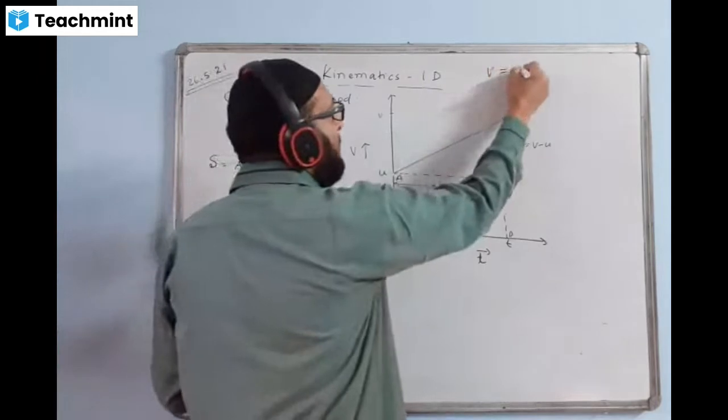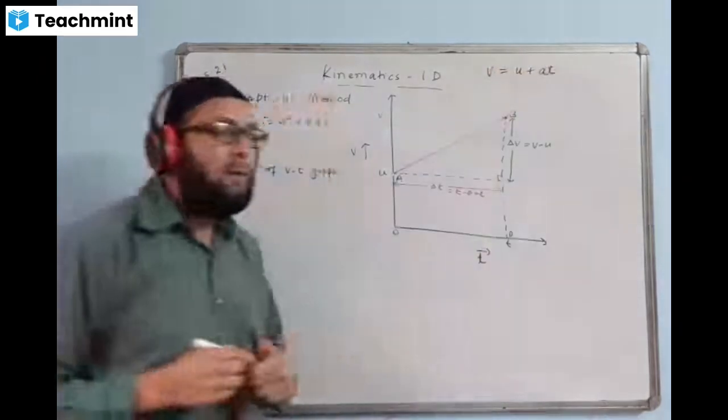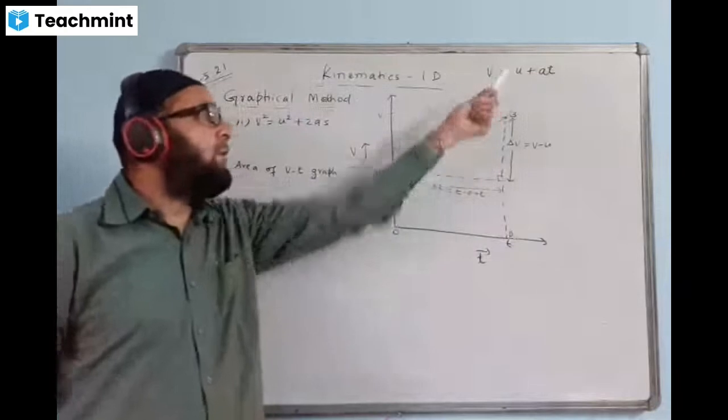You know this formula V is equal to U plus AT. Do you know? Then V minus U will be what?